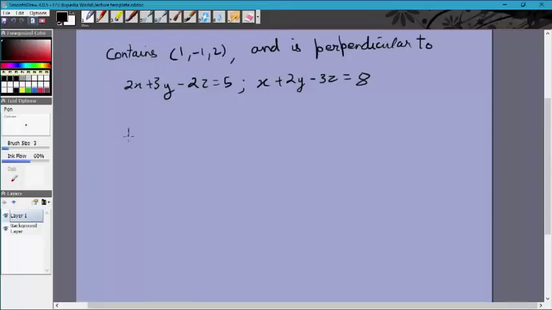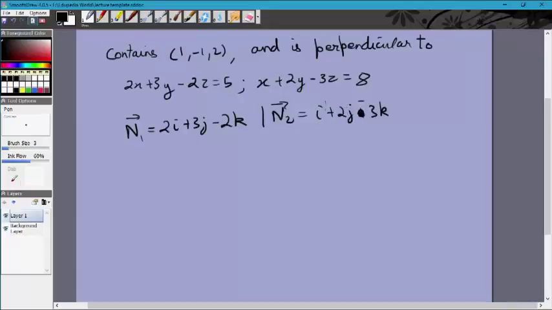So for the first one, we know what direction it is in. Now I'll not bother with the unit vectors. I'll just write the vector n. So the first case, it will be 2i + 3j - 2k, and these are the direction ratios, not the direction cosines. I'll just say this is n1. What is n2? That is i + 2j - 3k.